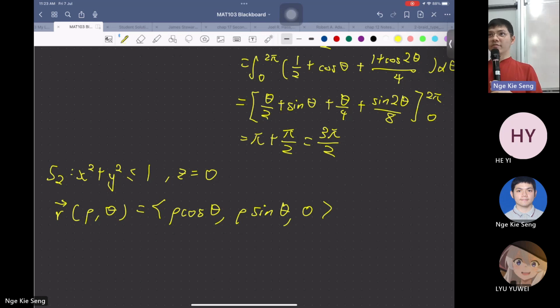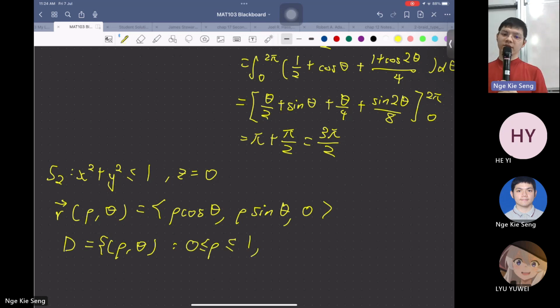I don't have a picture here, but you can refer to the picture in the question. So where do rho and theta lie? What kind of radius do I take? This is a unit disk. In particular, the radius is bounded below by 0 and bounded above by 1. The most you can get is radius 1. And the angle, you take the full rotation of 2 pi.